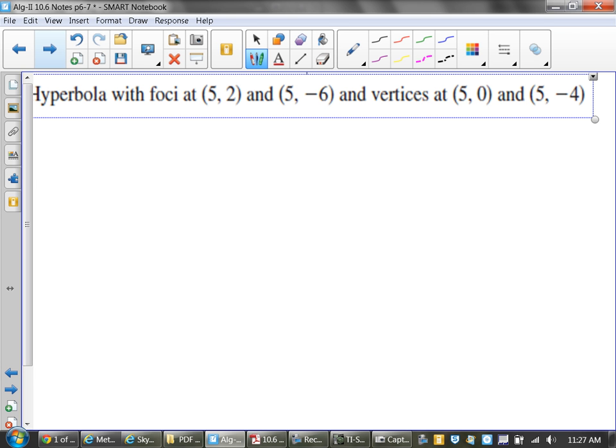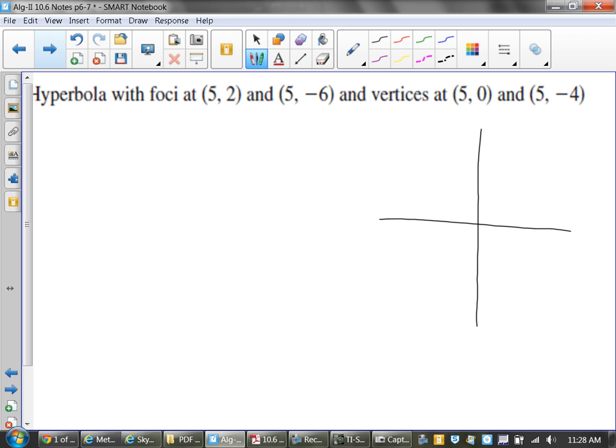All right, so we've got a hyperbola. The hyperbola takes a little bit more work to go through. What do you think the first thing we're going to do is? Draw it out, exactly. Draw it out to get the idea of what this should look like. This is a hyperbola. Vertices at (5, 0) and (5, -4).